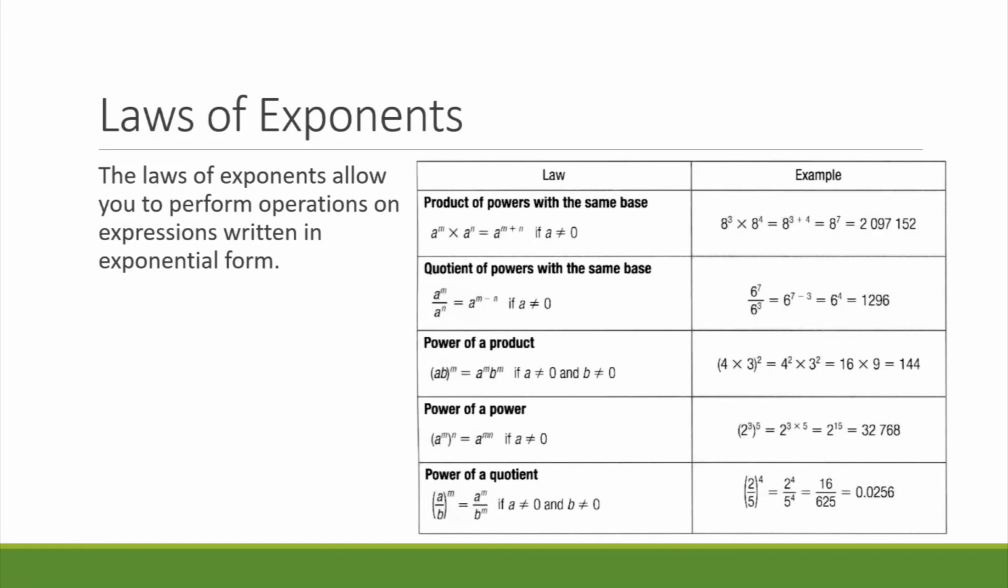Finally, the power of a quotient. If you've got a divided by b, all raised to a power of m, the m exponent can be put on both the a and the b in the quotient. So in the dividing statement, you've got a to the exponent m divided by b to the exponent m, where a is not equal to 0 and b is not equal to 0. So if you've got 2/5 raised to the exponent 4, it's the same as having 2 to the 4th divided by 5 to the 4th, which is 16 divided by 625.